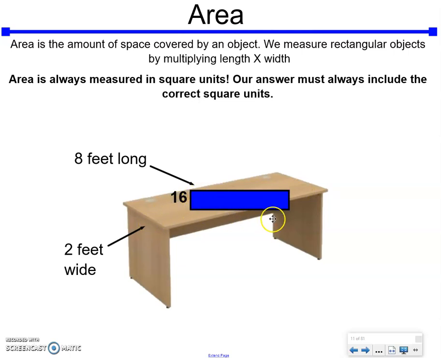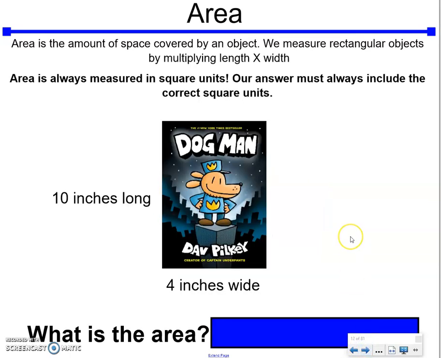Now you need to think about what the unit of the area would be. Remember, area is always measured in square units. Yes, since the sides are 8 feet long and 2 feet wide, the area of this desk is 16 square feet. We have just one more example to look at.